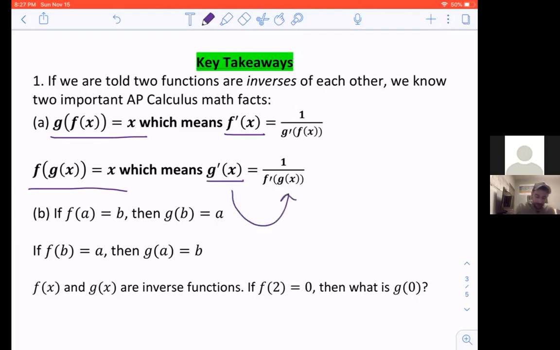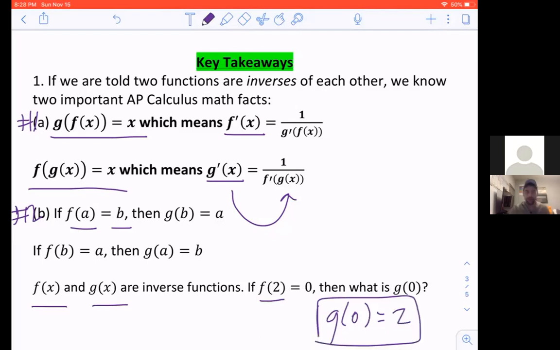And then a reminder about the other really important one, and I put B, so this is number 1 cool math fact, and this is number 2 cool math fact: if f of a equals b, then g of b equals a, which just means the input-output relationships are opposites if we know they are inverse functions. And so if I have one example problem, f of x and g of x are inverses. If f of 2 equals 0, then g of 0 has to equal 2. So keep that information in mind as you dive into videos in this objective. That's going to be really helpful.